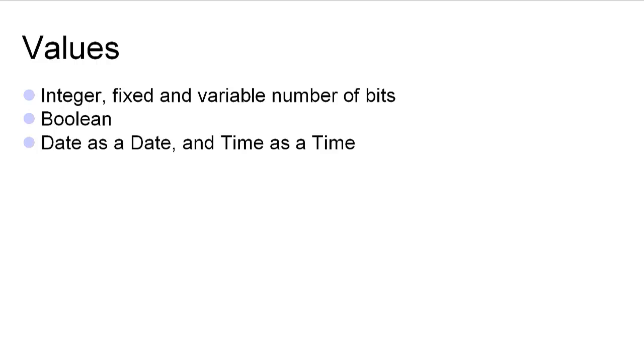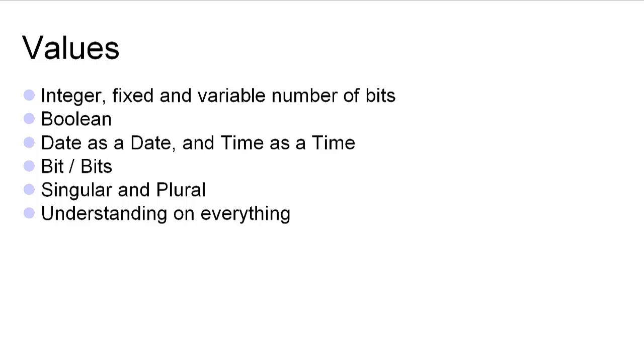This just kills me. Having a duration from some date in milliseconds or microseconds, and we need bit and bits. So we need 1 bit and multiple bits, so variable length. And we need to be able to do singular and plural of things. And we need understanding on everything, meaning that every bit and byte should have understanding associated with it, so that when we move it, copy it, display it, whatever, that information is available.